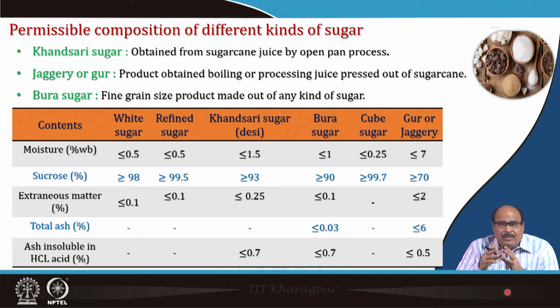Similarly, in the case of refined sugar, the moisture content should be less than or equal to 0.5%, sucrose should be more than or equal to 99.5% and extraneous matter should be less than or equal to 0.1%. Khandsari sugar, the moisture content is less than or equal to 1.5%, sucrose more than or equal to 93%, extraneous matter less than or equal to 0.25% and acid insoluble ash should be less than or equal to 0.7%.